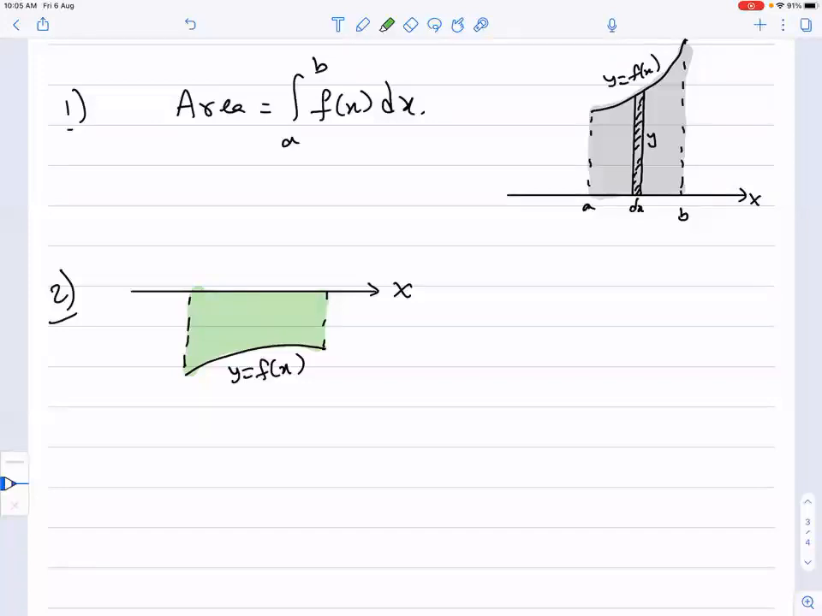Now, the problem is this is below the x-axis, right? So if I try to write the integral from a to b of f(x), that's going to be negative. I told you this in the definite integral chapter. Correct? In such cases, how do I write this area?